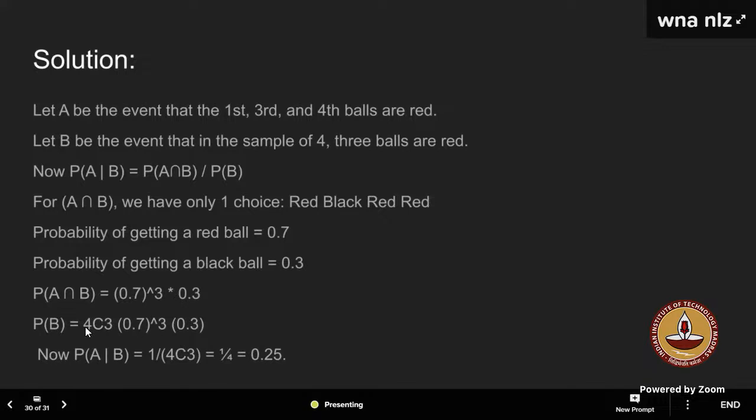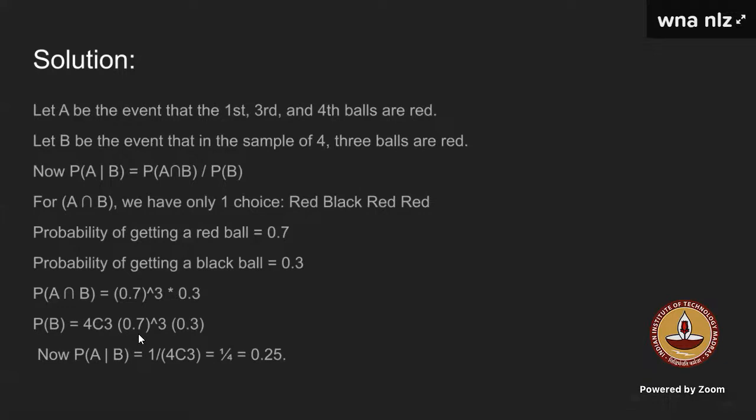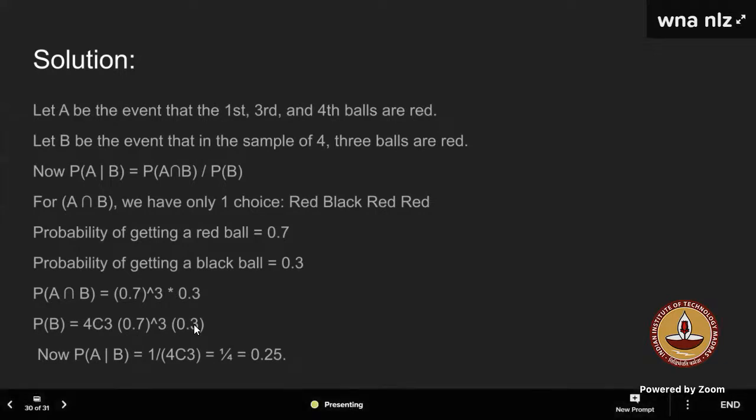First we choose 3 balls from the 4 balls. What is the probability that the first ball will be red? 0.7. What is the probability that the second ball will be red? 0.7 again. 3 balls will be red? 0.7, and 1 ball has to be black? 0.3. So when we divide these two, we get our answer to be 0.25.